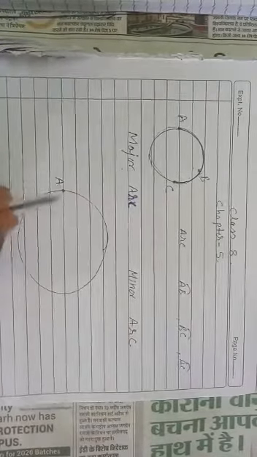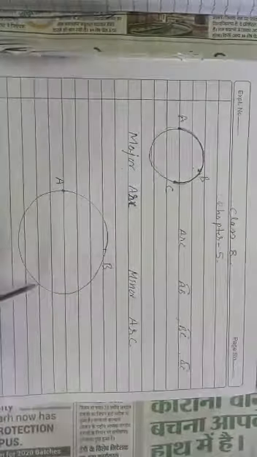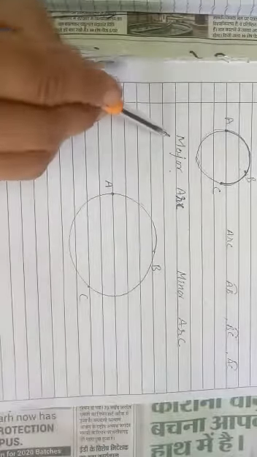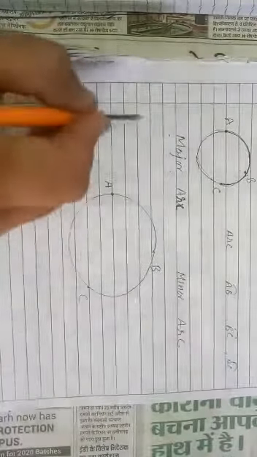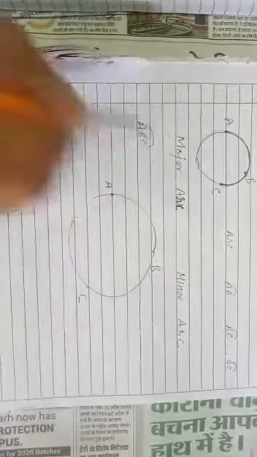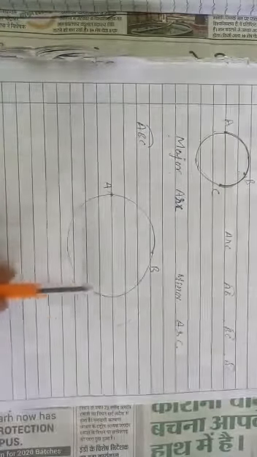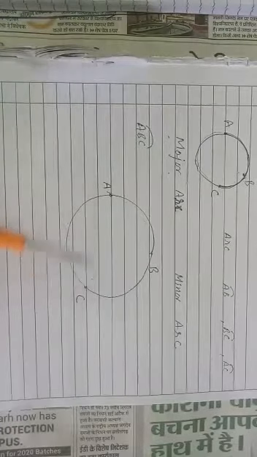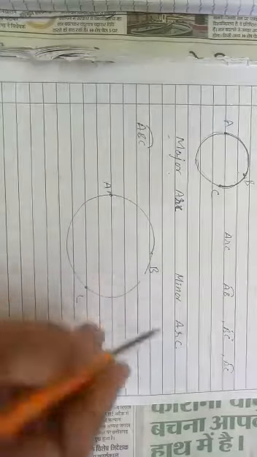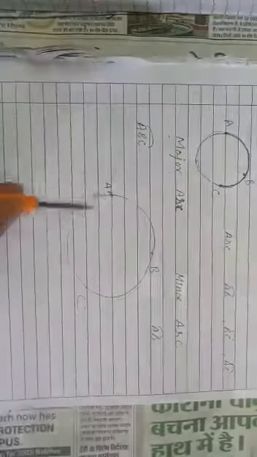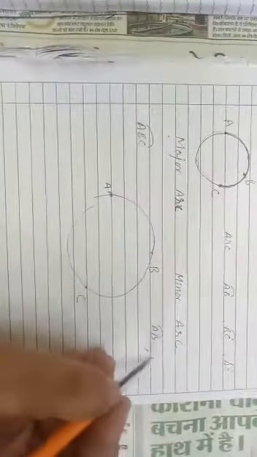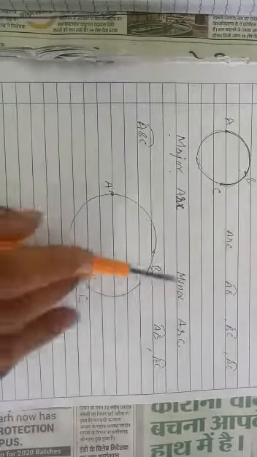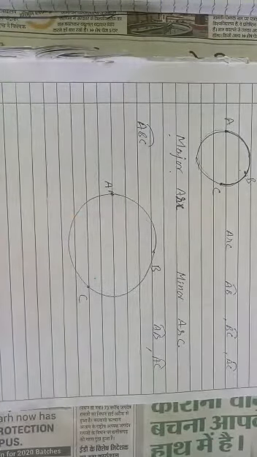If A is here, B is here and C is here. If you will say major, then arc ABC, because it is covering more distance, more circumference, more perimeter. If you want to say minor, you can say arc AB. If you want to say another, it is arc AC. Major means maximum distance covered, minor means less distance covered.